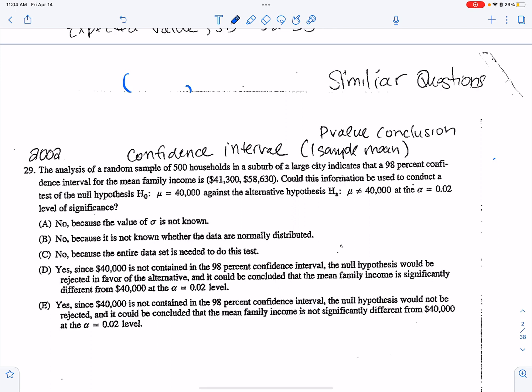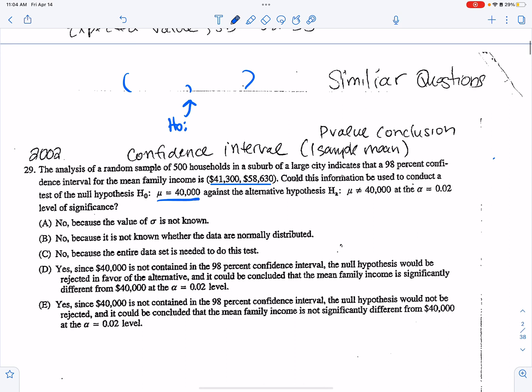So in a confidence interval, if this is your confidence interval, whatever the H0 is, if it's in the interval, that's going to be a fail to reject because there's nothing new. If it's outside the interval, if it's higher than the interval or lower than the interval, that's going to be a reject because I'm showing something new. So that's one way to talk about how I reject or fail to reject.